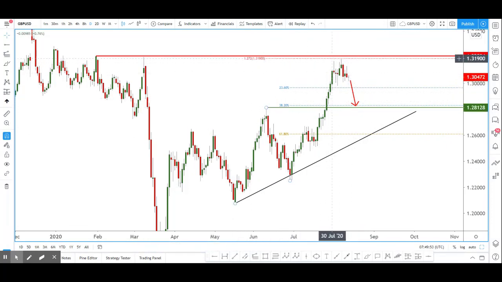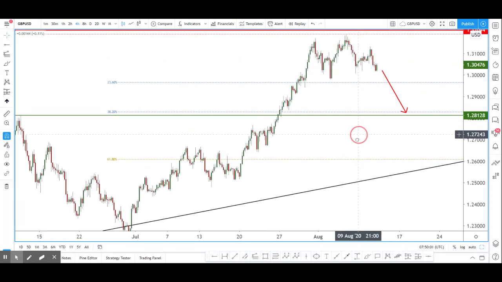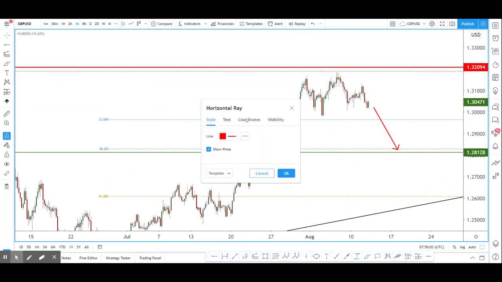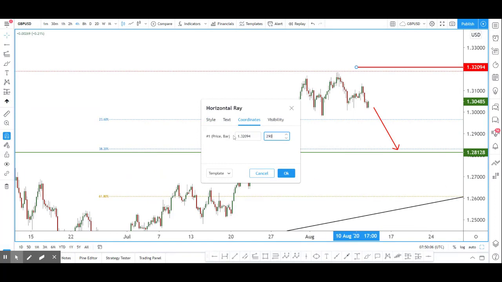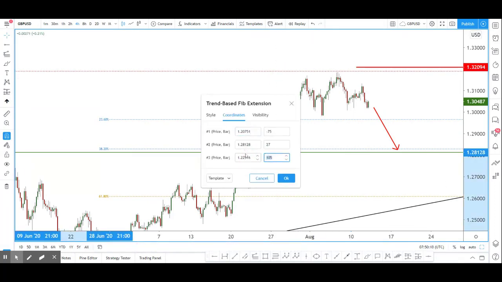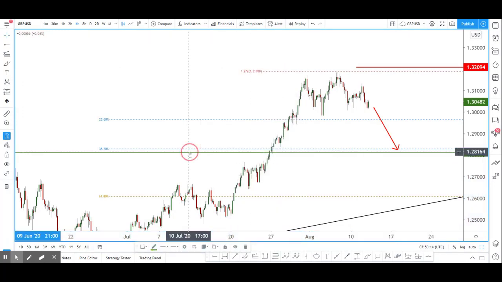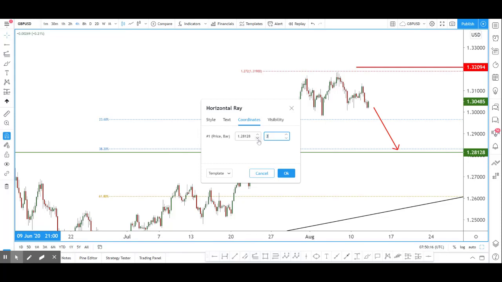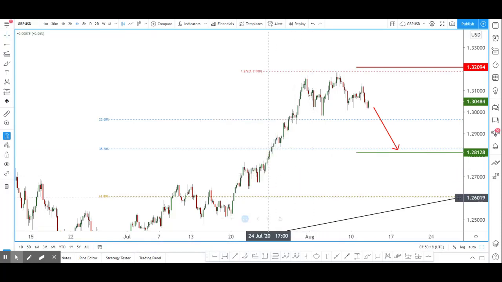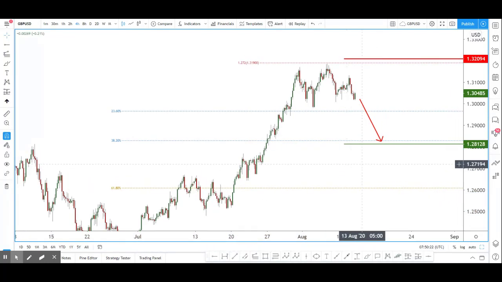Okay, so now that we have the daily resistance and the daily support, let's quickly go down to the 4 hours. So this is what we have on the 4 hours. Let me just tidy up this chart. Okay, I just want to point this out. I can remove the trend line because it's a bit too far away.